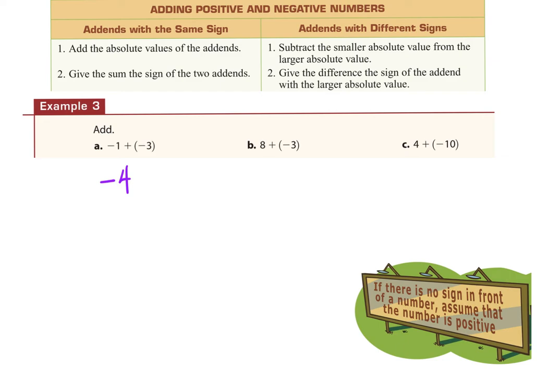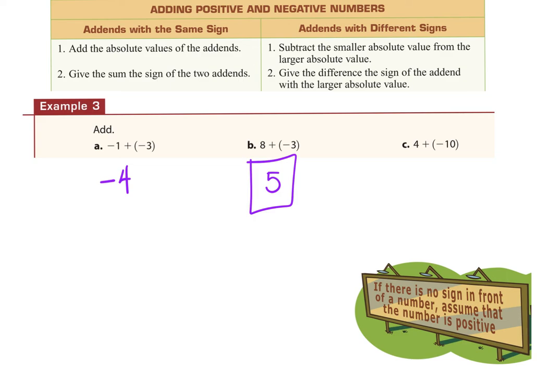8 and -3. Same sign or different? Different. So subtract them. The larger number 8 minus the smaller number 3. What is 8 minus 3? 5. Which of those was further away from 0? My positive or my negative? My positive. So my answer stays positive.